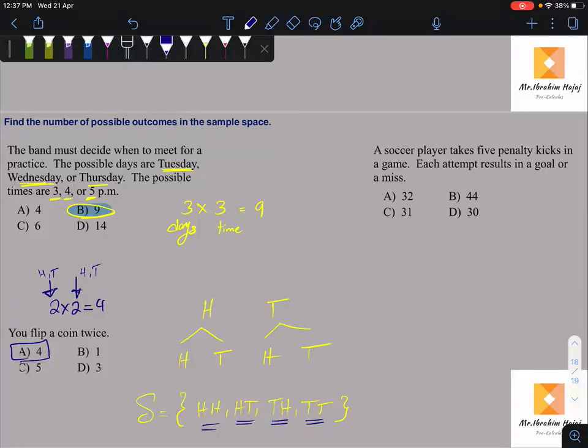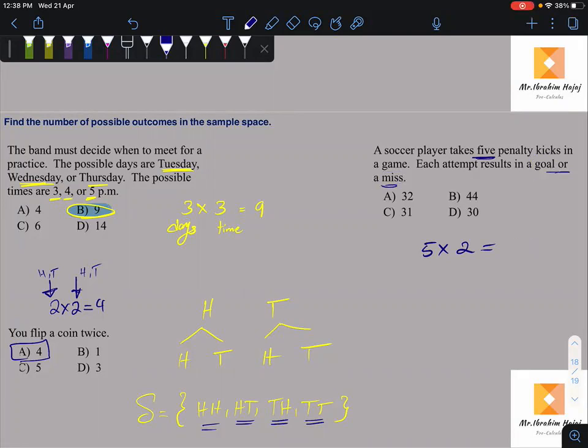A soccer player takes 5 penalty kicks in a game. Each attempt results in a goal or a miss. So he has 5 kicks, and each attempt has 2 choices, either goal or miss. So is it 5 by 2, which gives us 10?